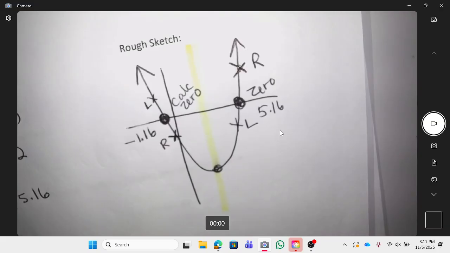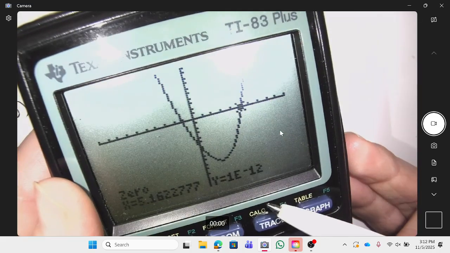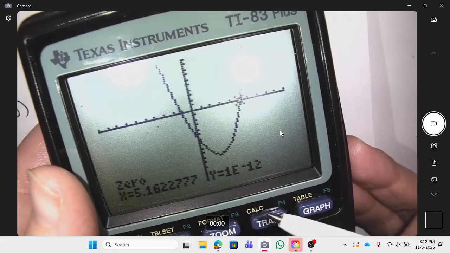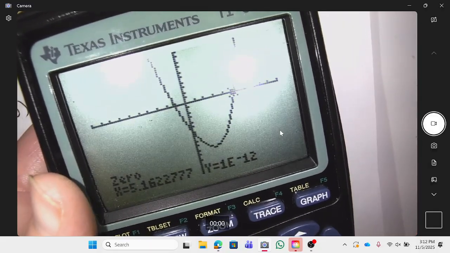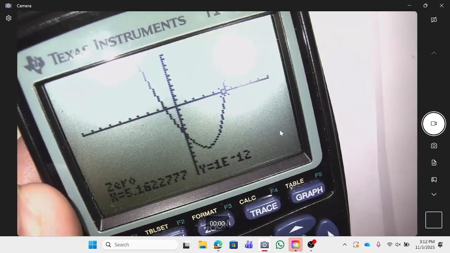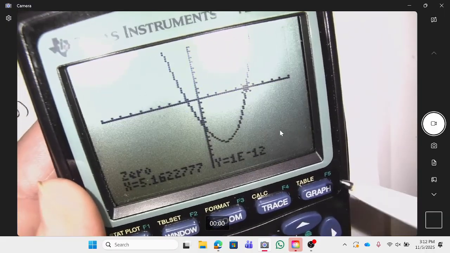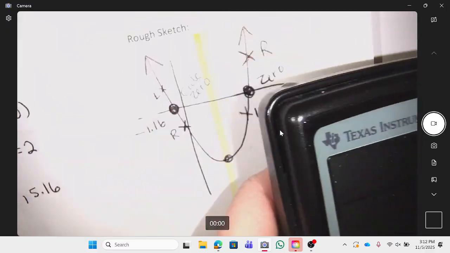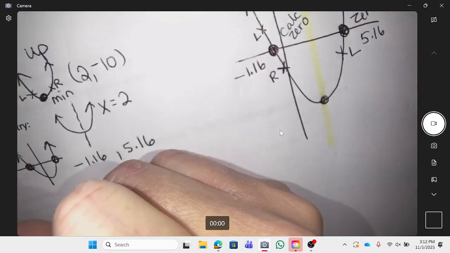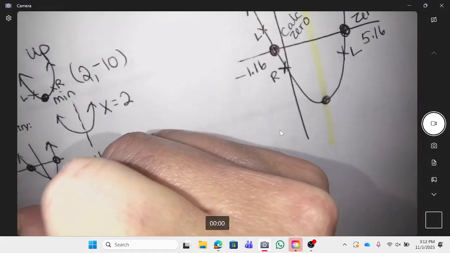Success? 5.16. Yay? Nay? I think my y is something. Yeah. This means like point 0.0000000000001. Like imagine 12 spots over. So basically 0. Yep. 5.16. Okay, so here's next.